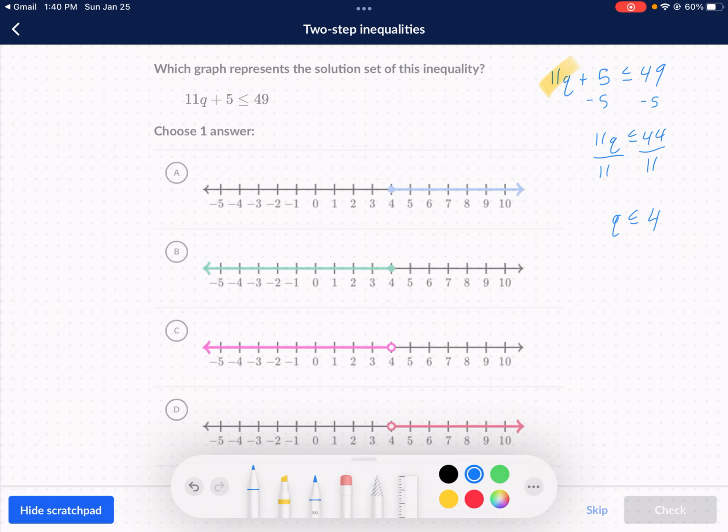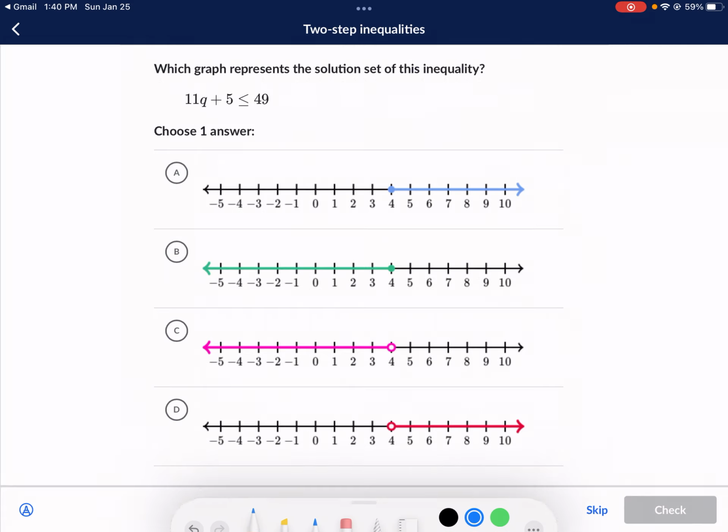Nice positive number there, so it's less than. Again, because it's less than or equal to, we can see that it's going to be an arrow to the left. A solid line underneath means a solid dot, so it's not this one. This one's going to the right. This one's going to the right, so it's going to be B as our final answer. So let's choose B. Let's move on.